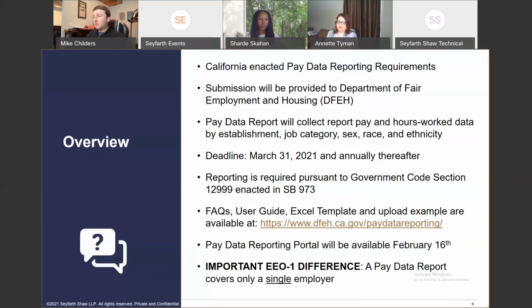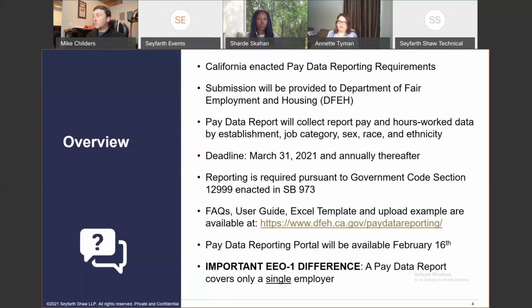There's also a user guide that employers can use to understand more about how the technical components are going to look. What does the portal look like? What is the Excel file or the CSV file that you're going to use? How does that actually look in practice? It's going to give you some more technical guidance and information. That pay reporting portal, or the method by which you're going to transfer your data, is going to be available on February 16th.